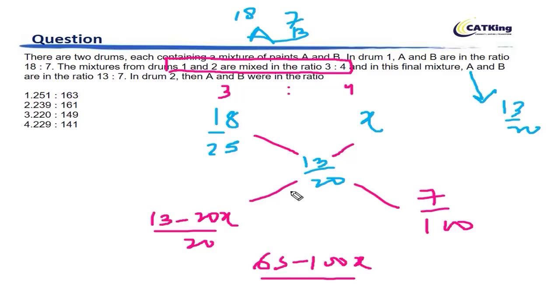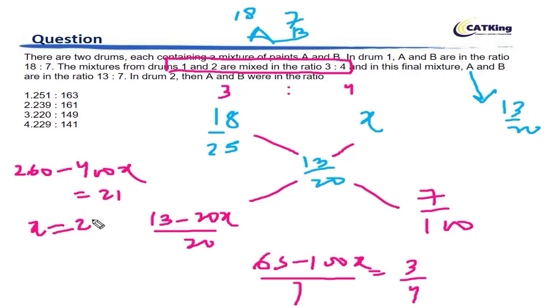Now what we have to do is just take the ratios. If you multiply by 5, this becomes upon 100. So the ratio is this upon 7, that is same as 3:4. So just solve this. This becomes 4 into 5 is 20, 4 into 6 is 24, and 2 is 260. So 260 minus 400x is equal to 21. So therefore x is equal to 239 by 400, which basically means that this is the proportion of A.